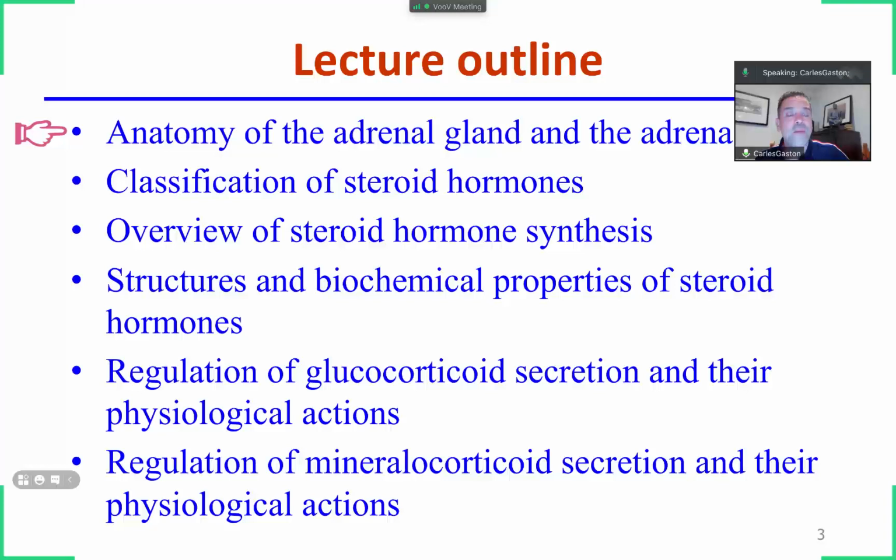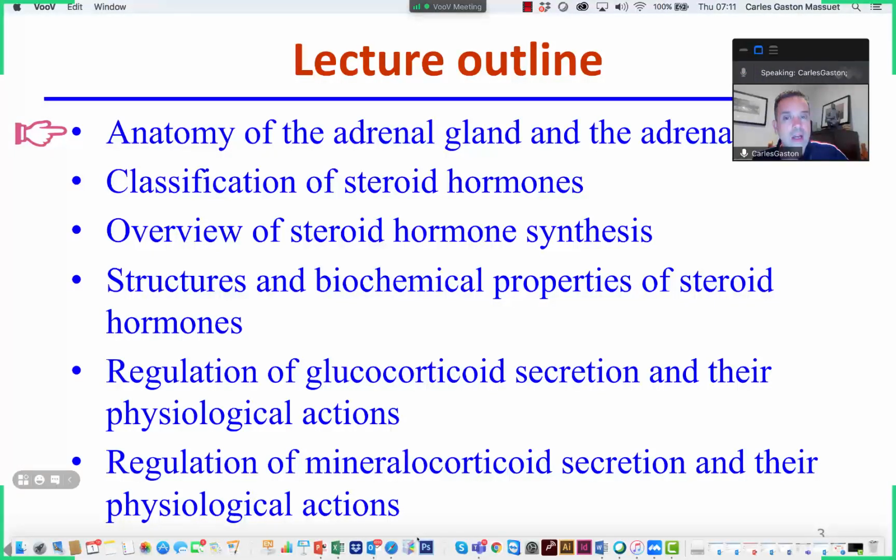So we're going to start with the lecture outline: the anatomy of the adrenal gland and the adrenal cortex. We're going to move into classification of steroid hormones. We will have a view on the steroid hormones synthesis, structure and biochemical properties of the steroid hormones, regulation of glucocorticoids, secretion and their physiology, and regulation of mineralocorticoids secretion and their physiological actions.